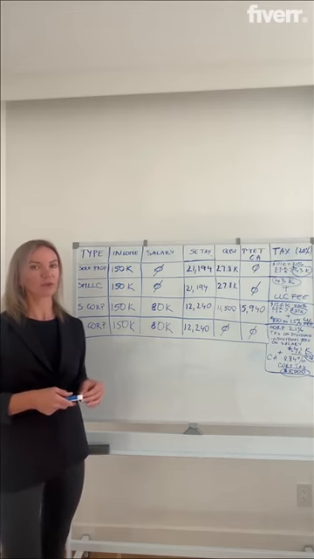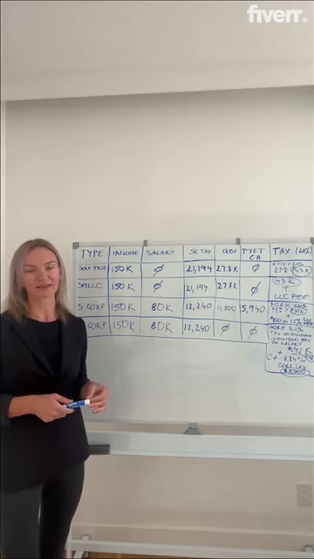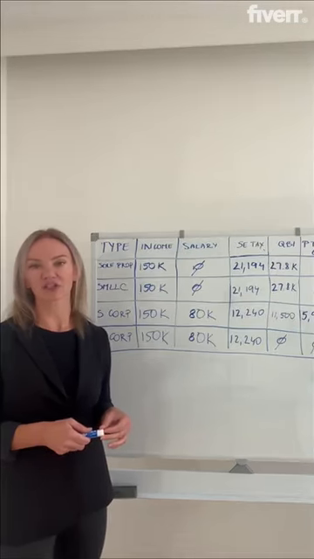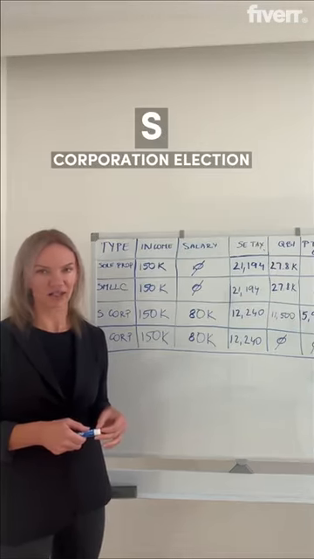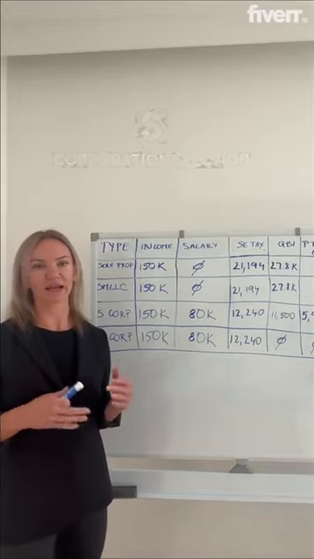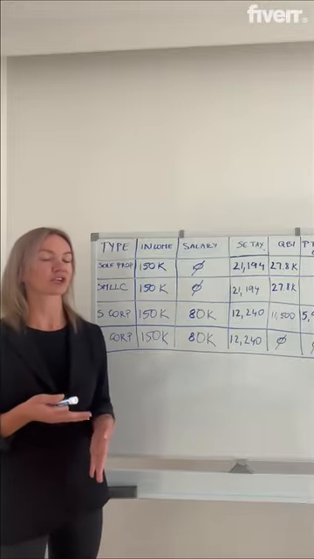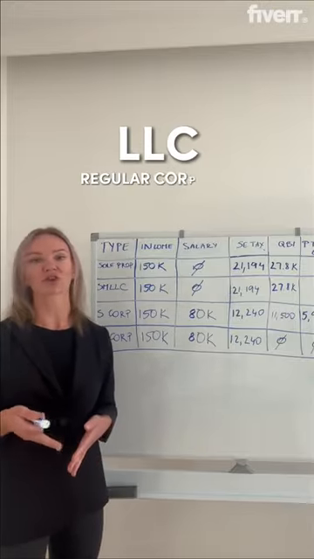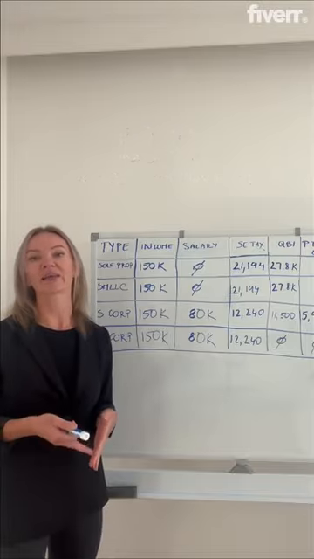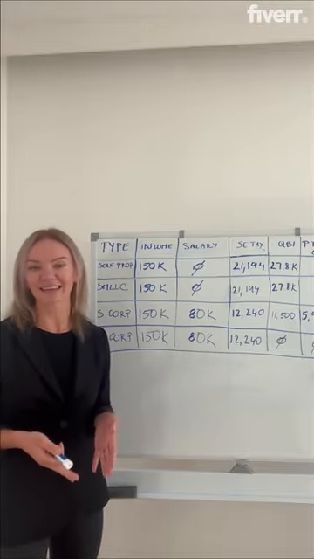So in order to minimize self-employment taxes, we can also make an election called an S-Corporation election. There's no such thing as an S-Corporation. You can't go and register it as an S-Corporation. You either register an LLC or register a regular corporation, and then you make an election to be taxed as an S-Corporation.